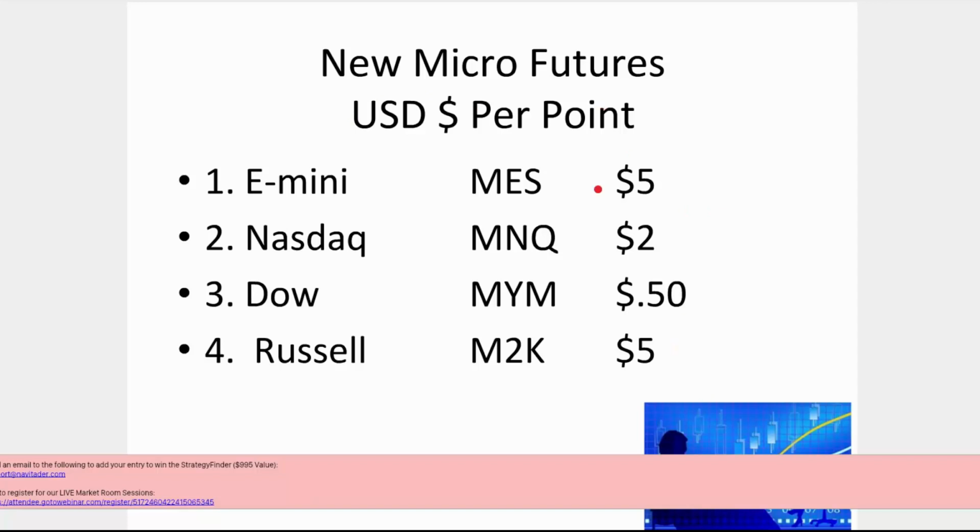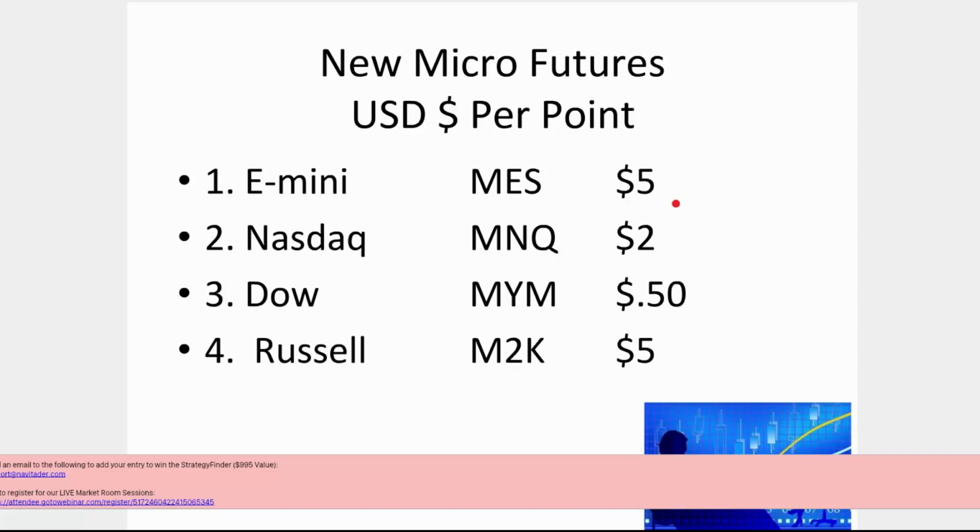All right, so a little bit about the micro futures. As far as the contract specifications, the symbols you can see on the screen. So E-mini is the MES, NASDAQ, MNQ, and so on. And the dollar amount per point you can see on the screen. It's really 1/10 of the corresponding contract. So the E-mini moves at $50 a point, the MES moves at $5 a point.